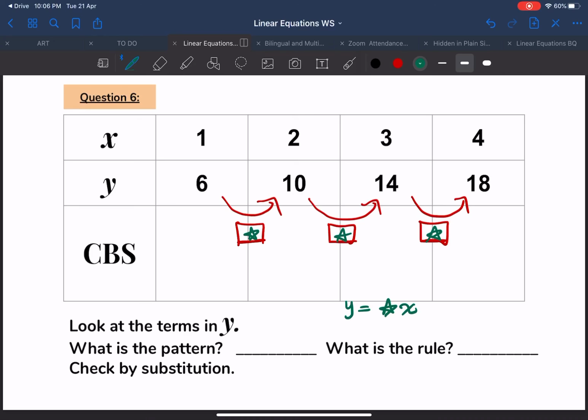The next thing is you need to check by substitution. If you put in the numbers, what will it be? So work on that one.